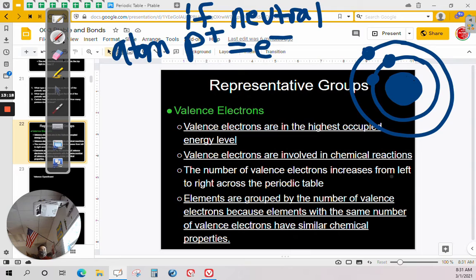Half the time when I write neutral or neutron or nucleus, I reverse the U and E. I don't know why.